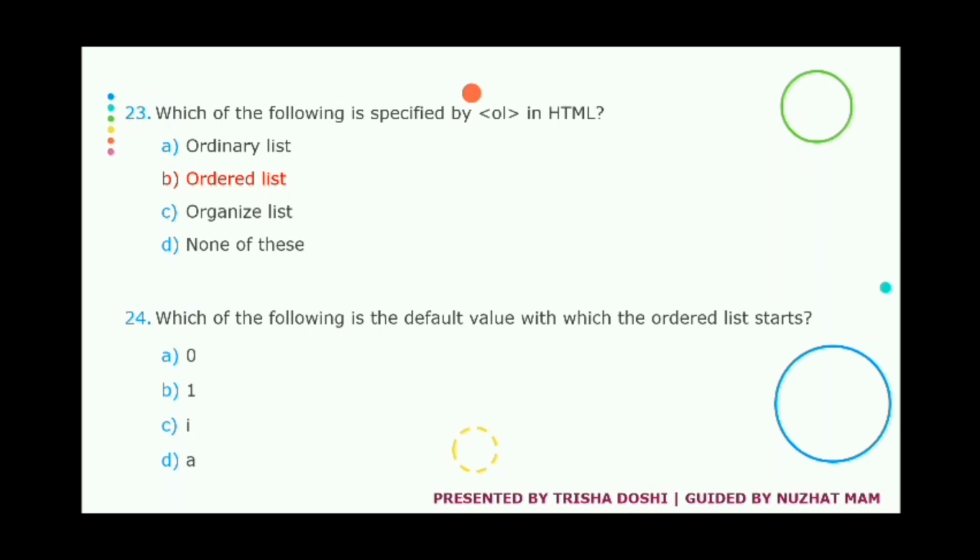Question 24. Which of the following is the default value with which the ordered list starts? A. 0, B. 1, C. Roman 1, D. A. The correct answer is B. 1.